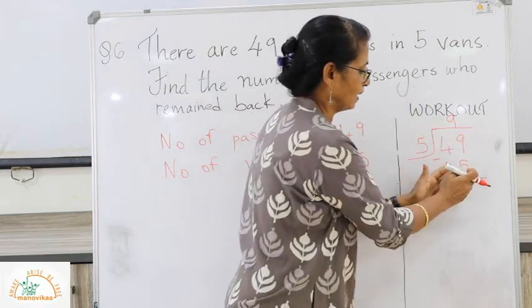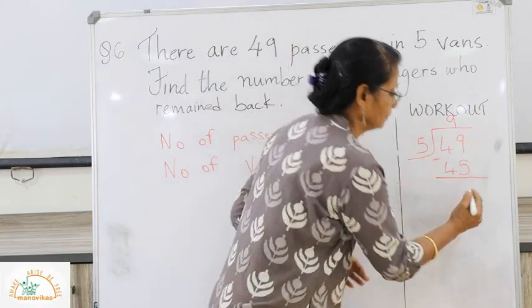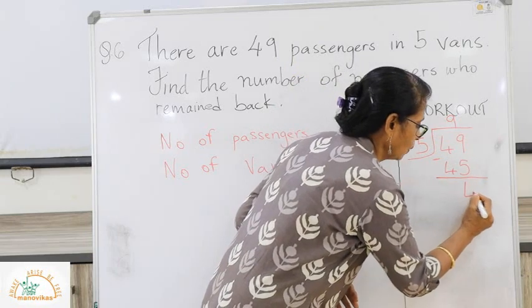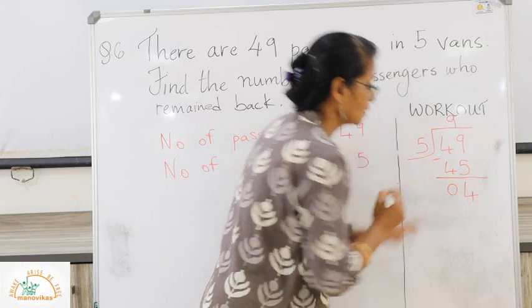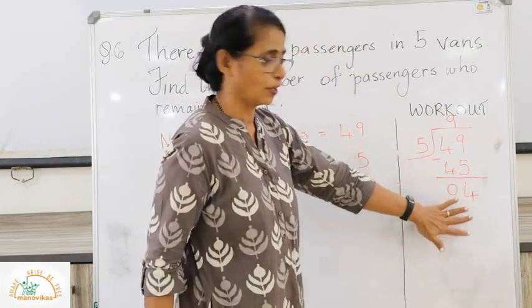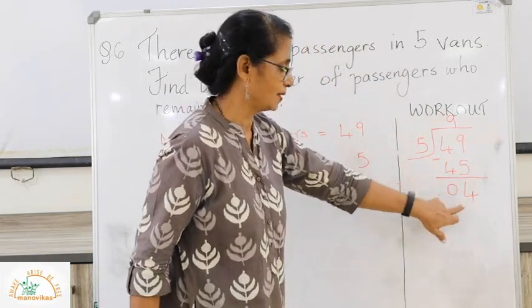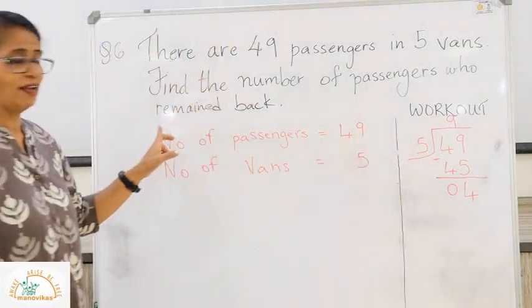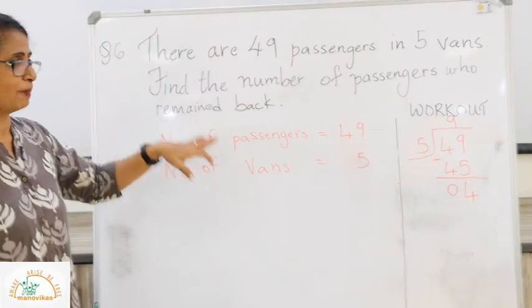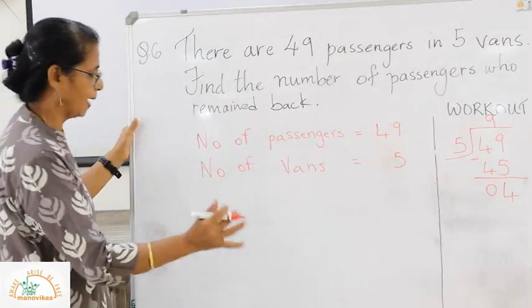In the one space we have 5. So when we minus 5 from 9, we get what is 4. 4 minus 4 is 0. So now here we have got the remainder. What does the remainder tell us? That 4 passengers were left back or remained back without getting into the van.